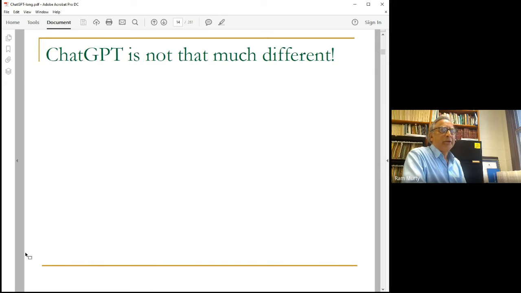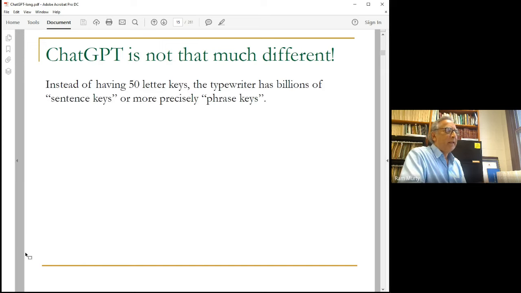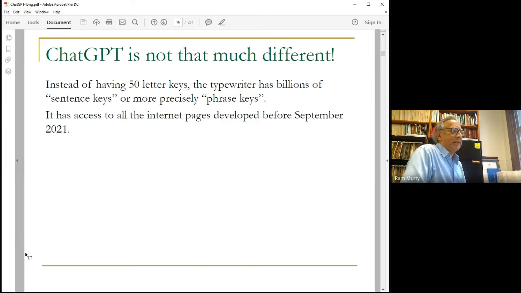ChatGPT is not that much different. It's impressive, but it's not that much different. Instead of having 50 letter keys, the typewriter has billions of sentence keys. It's already manufactured. The sentence is already there. Or it may have phrase keys. It has access to all the internet pages developed before September 2021. So just imagine the billions of keys that it has.